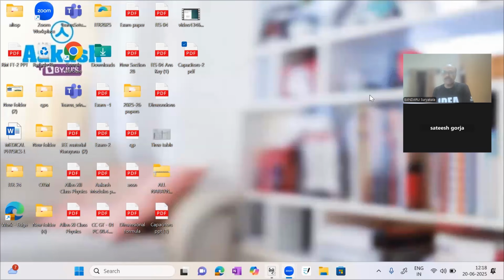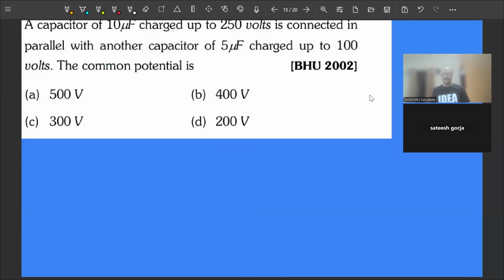Hi students, today we will discuss capacitor problems, Part 2. See, this is the problem they gave. A capacitor of 10 microfarad charged up to 220 volts is connected in parallel to another capacitor. Here this is one capacitor C1 with V1, and another capacitor C2 with V2. Then they ask the common potential.